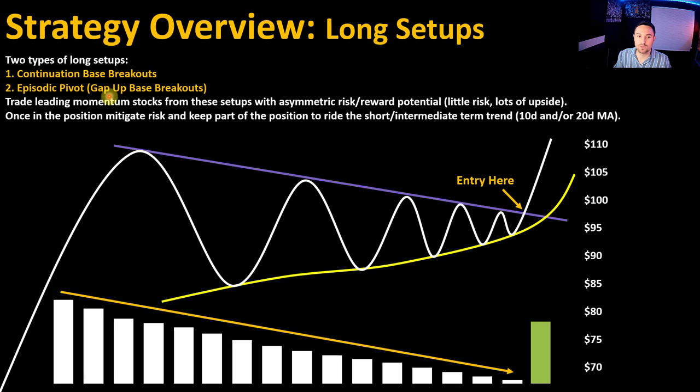So if I could summarize the strategy in about 2 sentences, it would be this. Trade leading momentum stocks from these setups with asymmetric risk reward potential, i.e. little risk, lots of upside. Once in the position, mitigate risk and keep part of the position to ride the short to intermediate term trend, which Qullamaggie defines as the 10-day and/or 20-day moving average. He gives much more emphasis to the 10-day moving average, certainly for the quicker momentum stock.